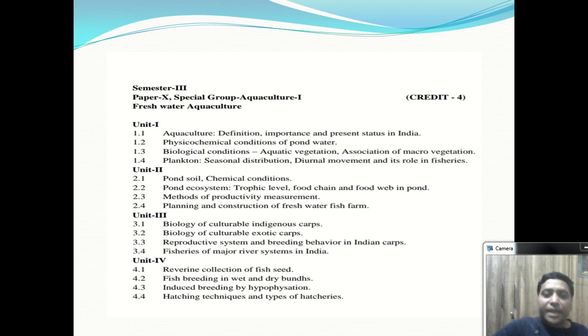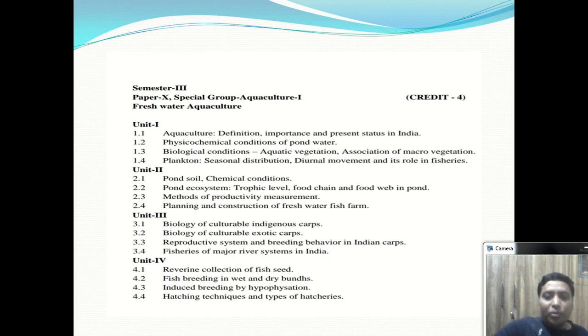Aquaculture means the culture of economically important aquatic species, whether plant species or animal species. But most of them focus on animal species such as mollusks, fishes and shrimps. These are examples of what we cultivate in freshwater. Now this is about the definition of aquaculture.